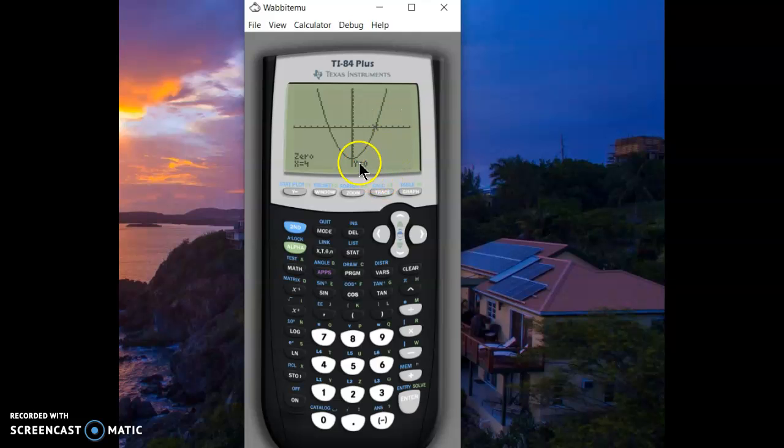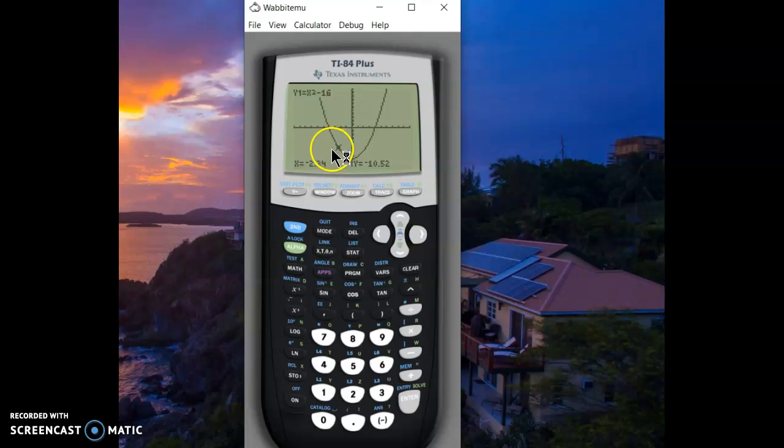Now I have one more skill that I'd like to show you, which is calculating a minimum value. So let's pretend this is not the y-intercept, and I want to find what this exact minimum value is for my parabola. I'm going to trace over again to get to the left side of that vertex, and it looks like it's not letting me trace, so I'm going to try again.